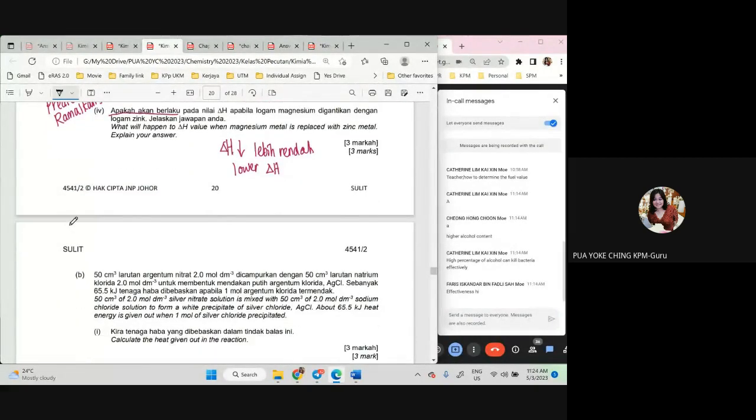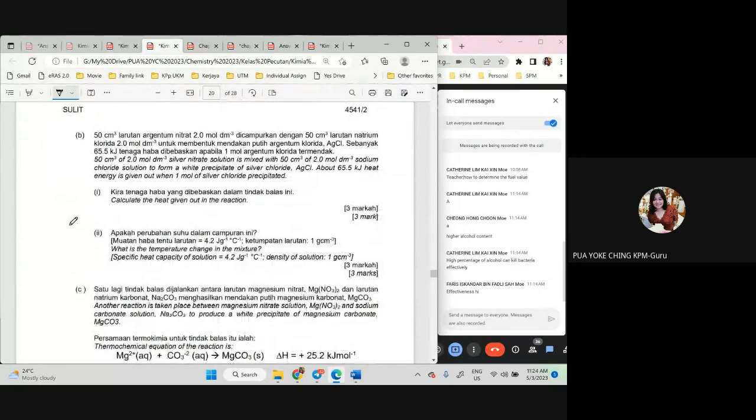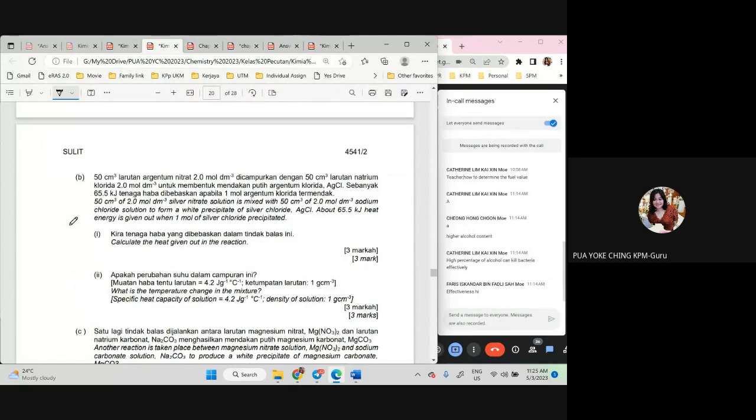Okay, so next is calculation. Calculation, I rasa tak ada masalah sangat. Okay, tolong revise back. Cuma saya nak ingatkan, heat change ataupun tenaga haba is actually your H ataupun Q equal to mc theta. So your m is the mass of solution. So kalau ada dua larutan, kena tambah dua-dua lah. So let's say question ni Q equal to mc theta. m is 50 tambah 50.